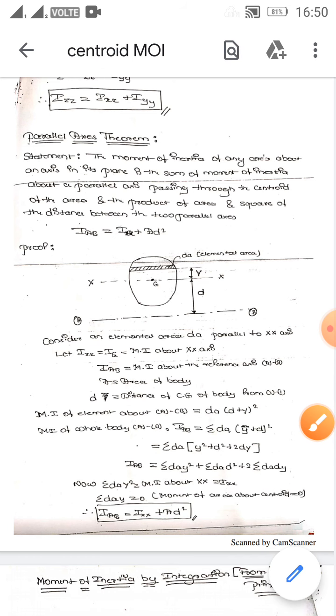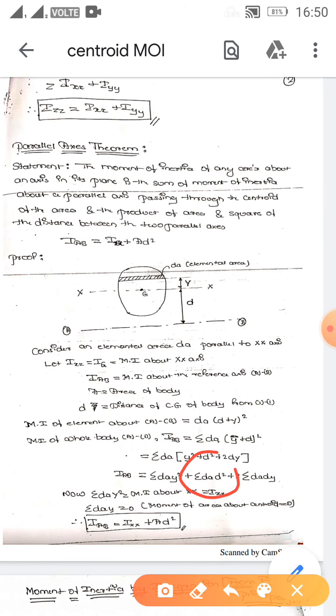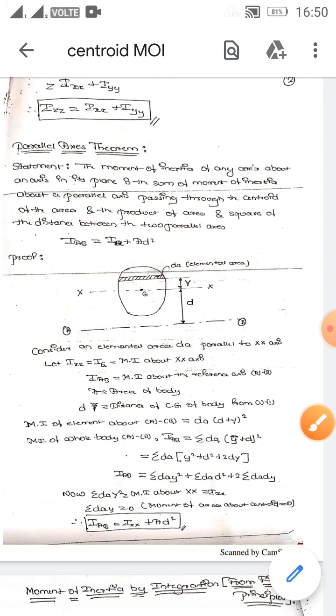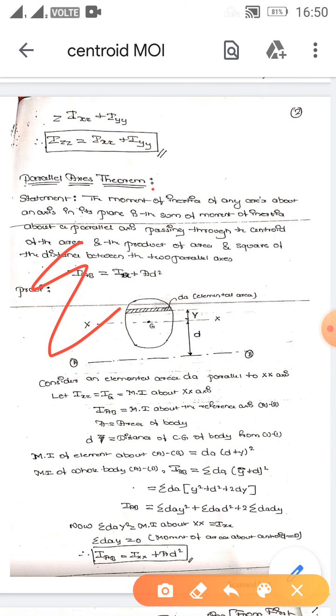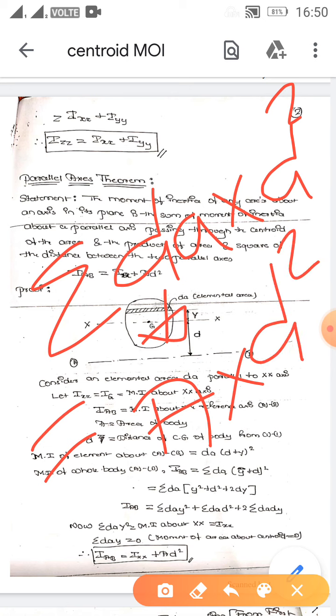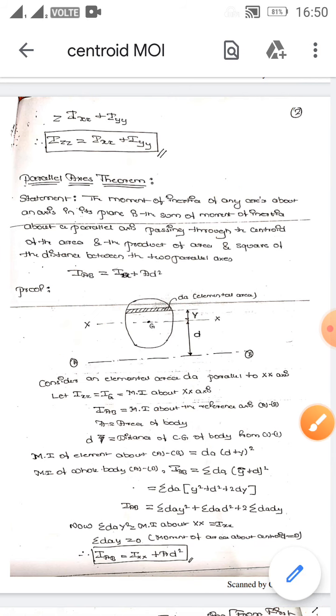Then come to the next part, summation of dA into d². Summation of all the small strips added together gives the complete area. So summation of dA into d² is equal to the area A into d², which we keep as it is, the distance between the two axes xx and AB. Okay, so that has been kept.